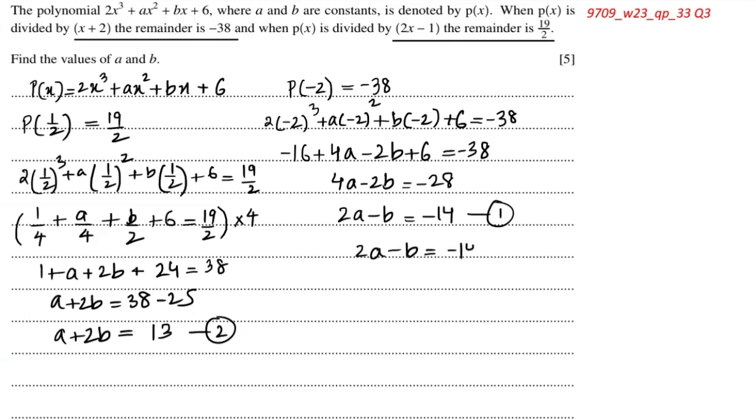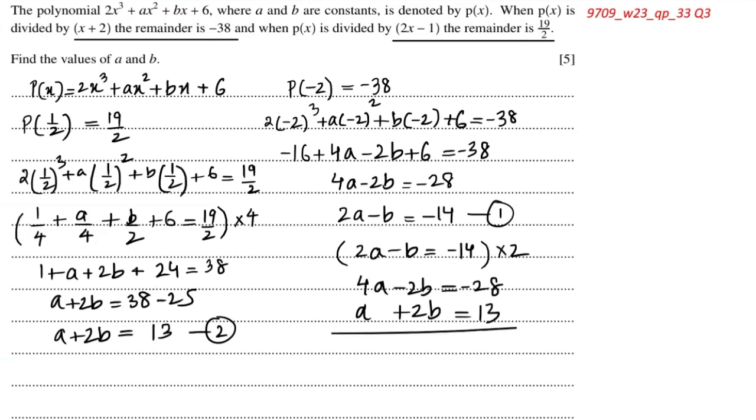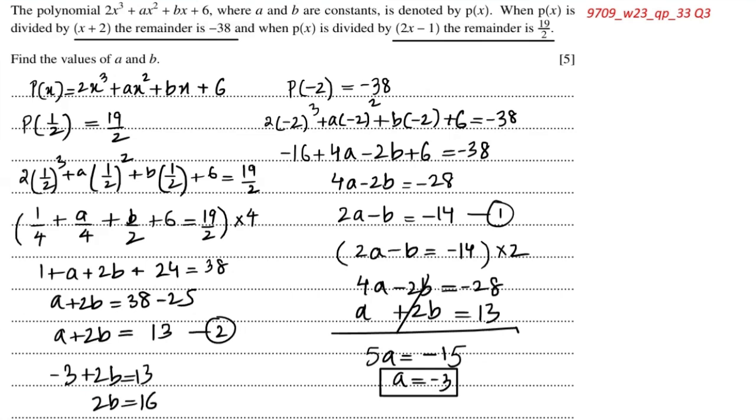It's been a while, huh? So I'm going to times this with 2. This becomes 4a minus 2b equals minus 28. And let's bring back this one, and we can add these equations. There we go. 5a equals minus 28 plus 13, that's minus 15. So a is negative 3. And now I can get my b: negative 3 plus 2b equals 13. 2b is 16, so b is 8. And these are my a and b.